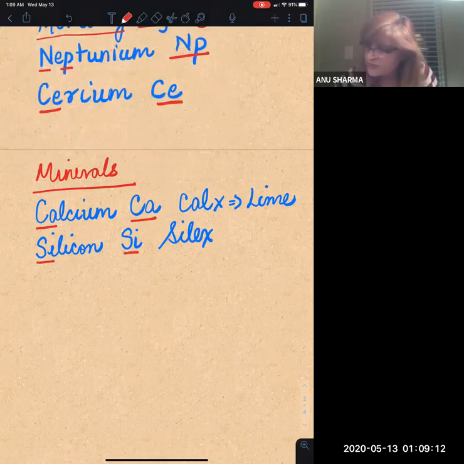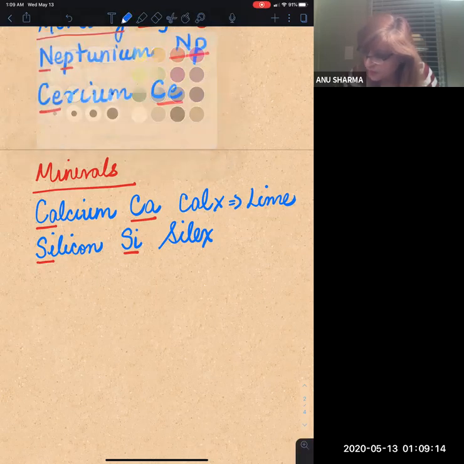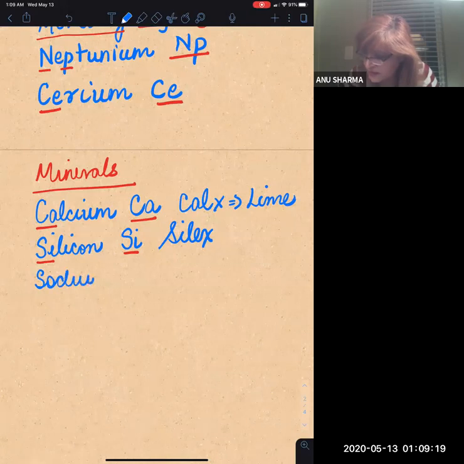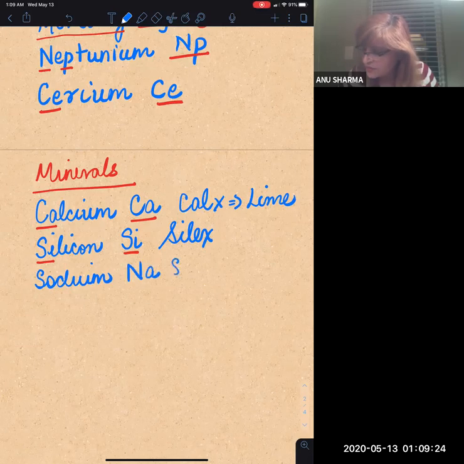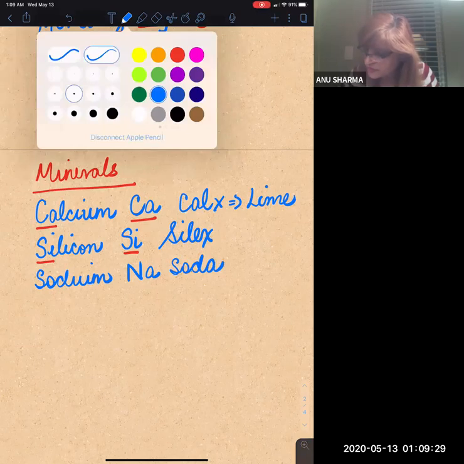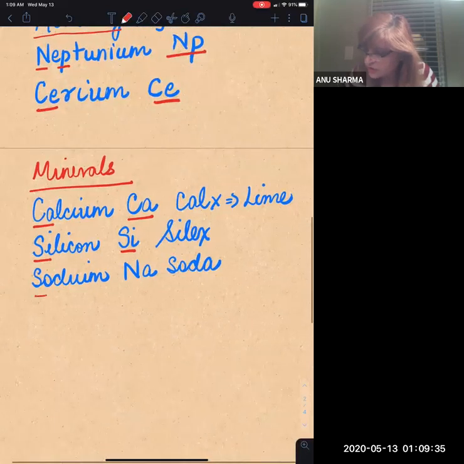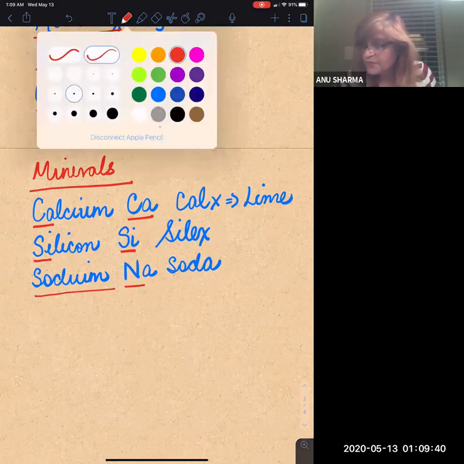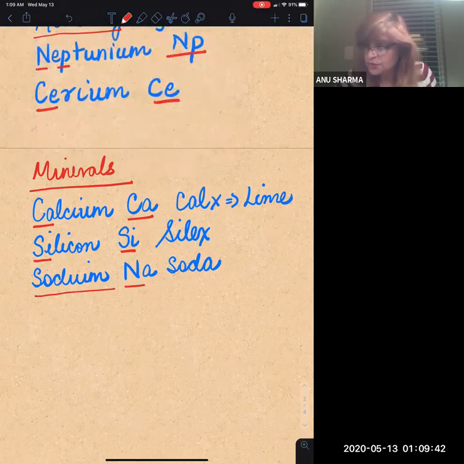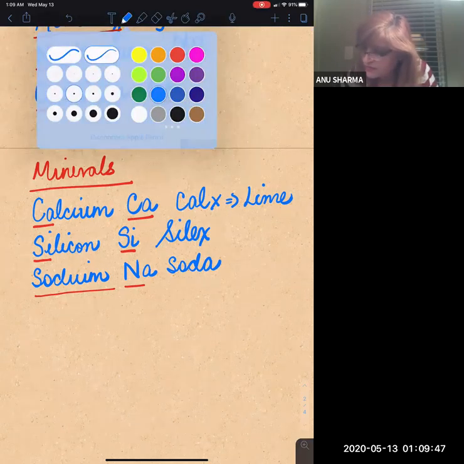Then comes, for example, Sodium. Now Sodium is coming from soda, but the symbol is different. So this is soda here, and here we have Sodium, but the name and the symbol are not matching here, which is fine. So again, as we talked about, this is coming from some other source, the Latin source generally. Okay, next is, for example, Potassium. Once again, the name and the symbol don't match.